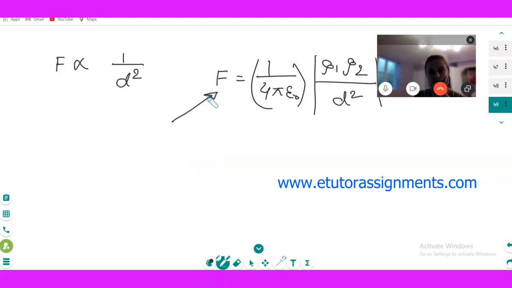Is it clear? Suppose it is minus 4 coulomb charge and plus 5 coulomb charge, the product is minus 20 by some distance. But we calculate the magnitude from this formula only, so you don't take minus 20, you take 20. And we will say it is a force of attraction.